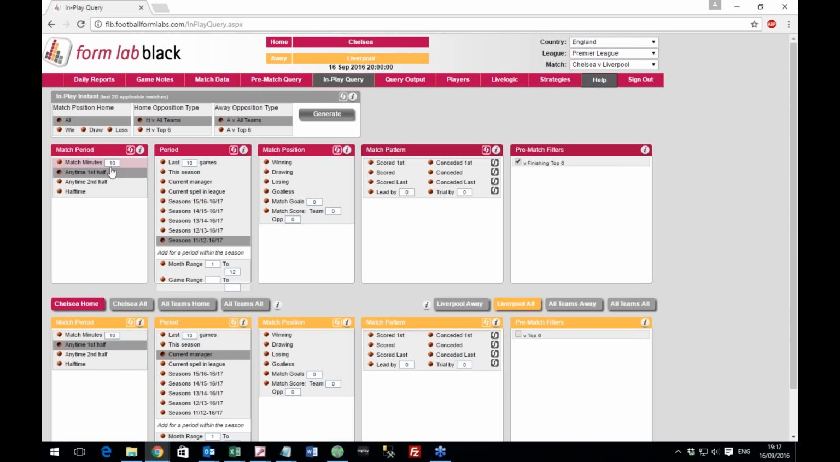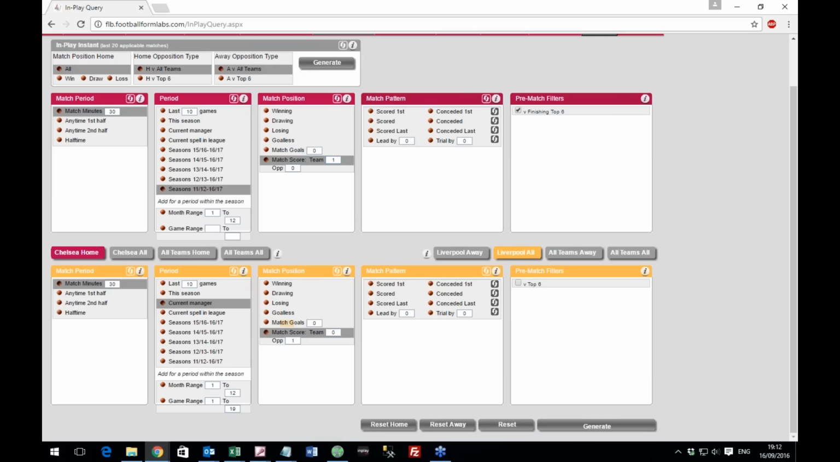Let's start for 30 minutes. If we put in 30 here, it's going to pre-select that for the away team as well. We're going to go for home matches for Chelsea and all matches for Liverpool, and we're going to go when the score was 1-0. So this is when the home team were leading 1-0, or in Liverpool's case, when they were losing 1-0 after 30 minutes in any game.